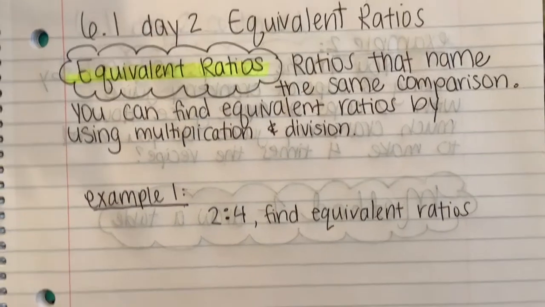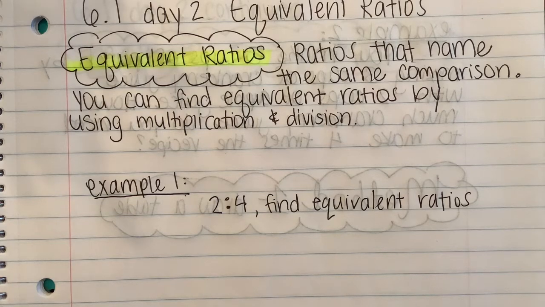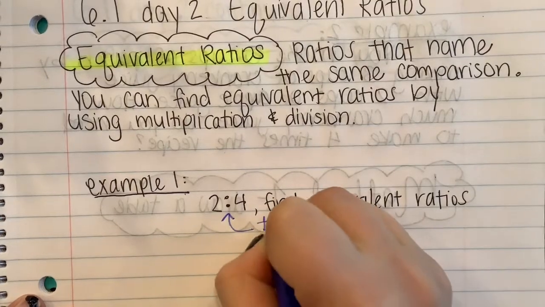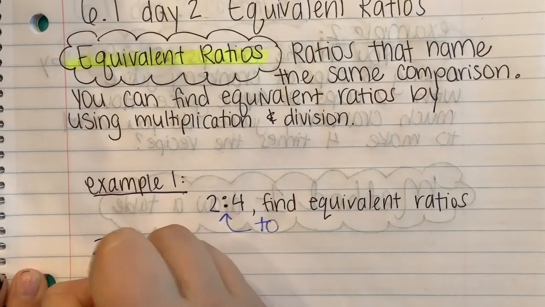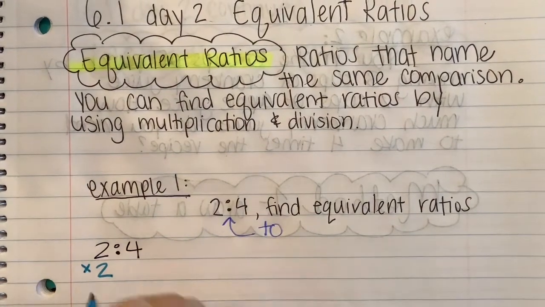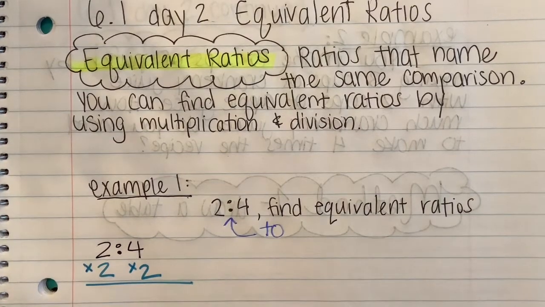For example 1, we have the ratio 2 to 4. We need to find equivalent ratios. Just to review from yesterday, the two dots in between this ratio symbol means the word to, T-O. To do this, we could use multiplication. So I'm going to start with my given ratio, which was 2 to 4. Now I'm going to use some multiplication on each side of my ratio. So I'm going to start with a simple number. I can multiply by 2 and multiply by 2. Notice whatever I did to one side of my ratio, I'm doing to the other.